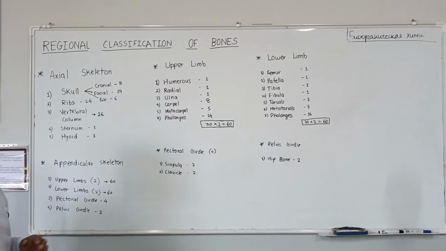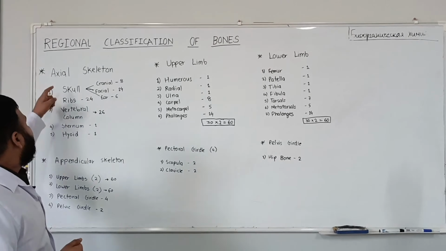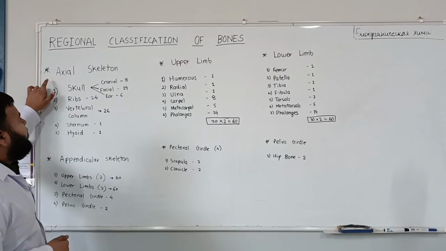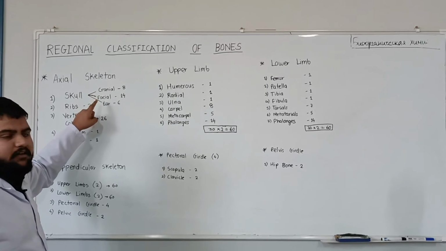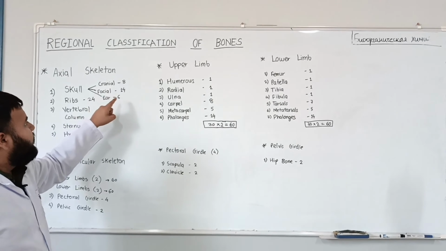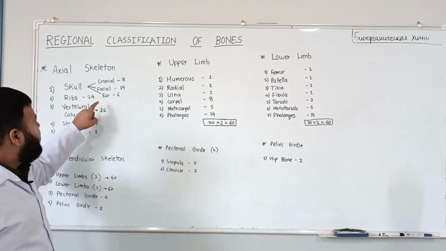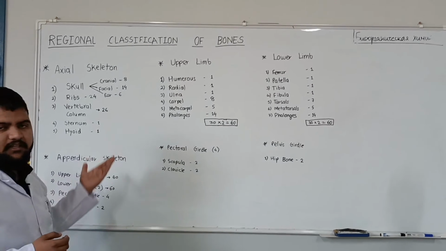Today I will be explaining the regional classification of bones. So firstly, there are two types of skeletons. First is the axial skeleton. In the axial skeleton, there is the skull. The skull consists of the cranial skull, which consists of 8 bones. Then there is the facial skull that consists of 14 bones. Then we count the ear differently, which has 6 bones.